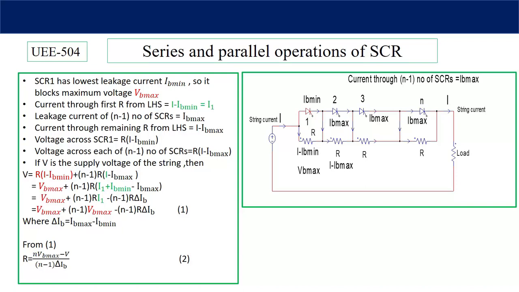Now in the next line, R I1 is equal to VB max. Then solving this equation number 1, you will get R is equal to n into VB max minus V divided by n minus 1 into delta IB. So for n number of SCRs having voltage rating of individual SCRs VB maximum, R is equal to n VB maximum minus string voltage divided by n minus 1 into delta IB.